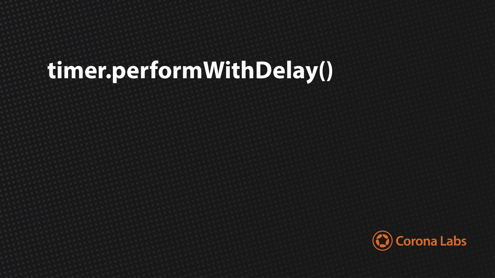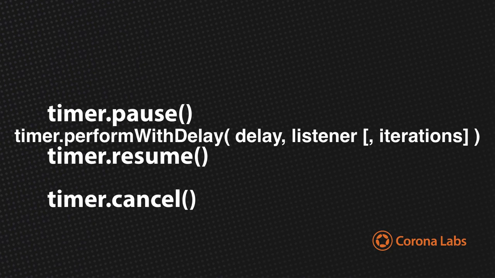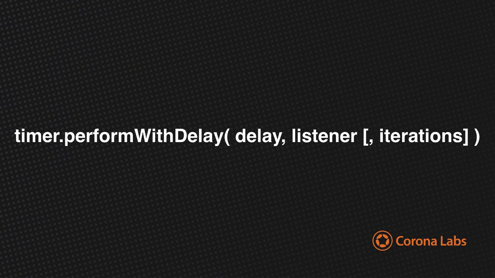The four functions for creating and controlling timers are timer.performWithDelay, which calls a specific function after a delay, timer.pause, timer.resume, and timer.cancel. timer.performWithDelay accepts three parameters: delay, listener, and iterations.